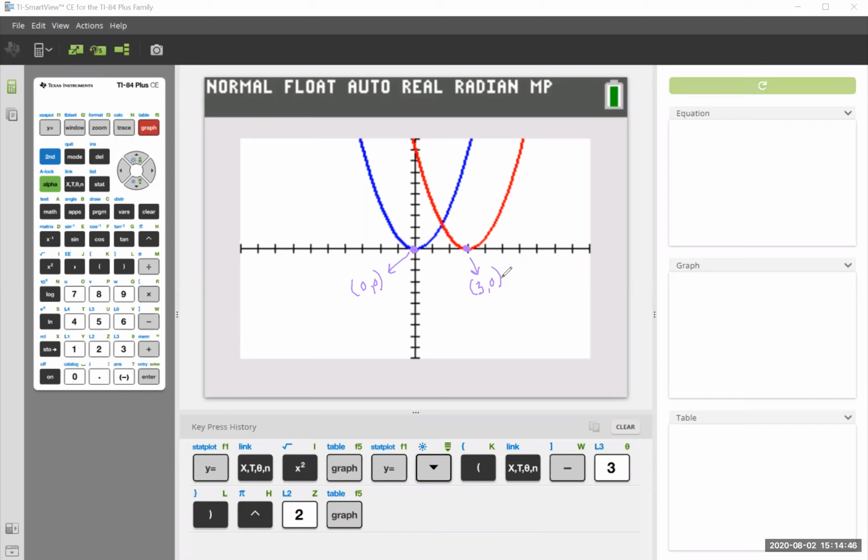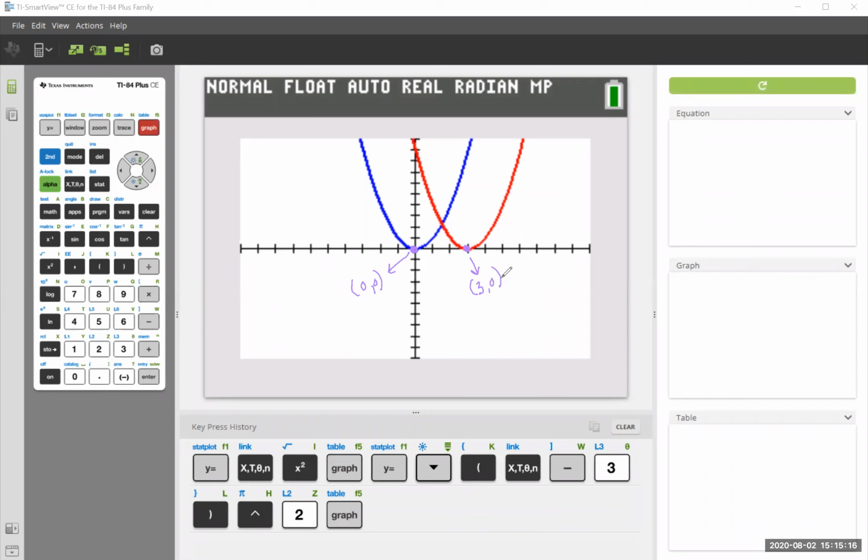A quick note: when you are trying to explain how things are transforming, don't just say that you moved over 3 units. You do want to include that specific direction, because I could technically move over to the left 3 units just as easily as moving over to the right 3 units. You do need to include that specific direction. So this might seem a little counterintuitive, because you might be thinking, well, I saw x minus 3, so shouldn't that mean that I moved to the left?